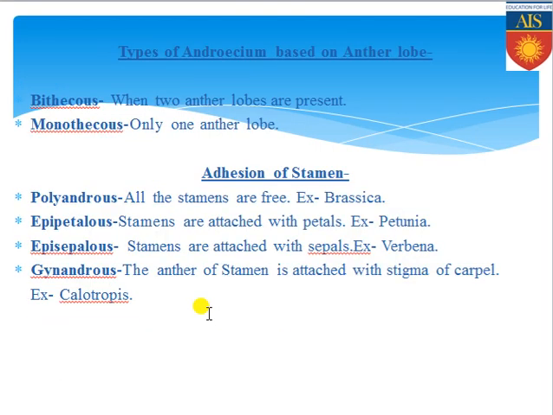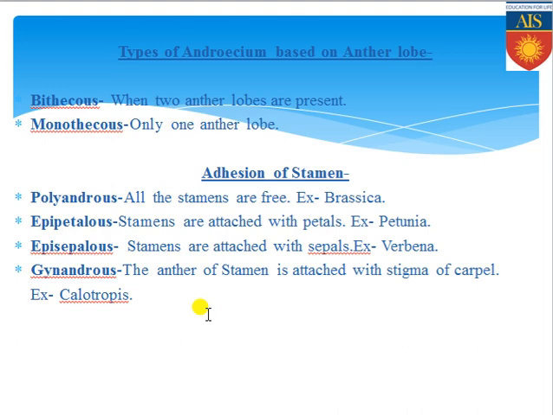Coming to the next point, types of androecium based on the anther lobe. How many anther lobes are present? Based on that, we have the types of androecium. If two anther lobes are present, then the androecium is commonly known as bithecous or dithecous. If a single anther lobe is present, it is commonly known as monothecous. So bithecous or dithecous, or monothecous, these are the types based on the number of anther lobes.